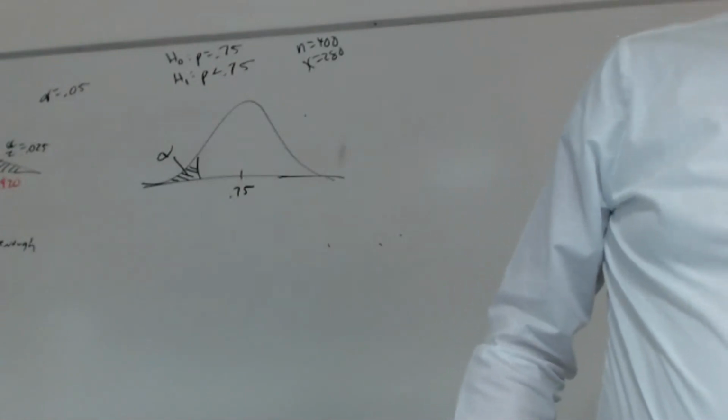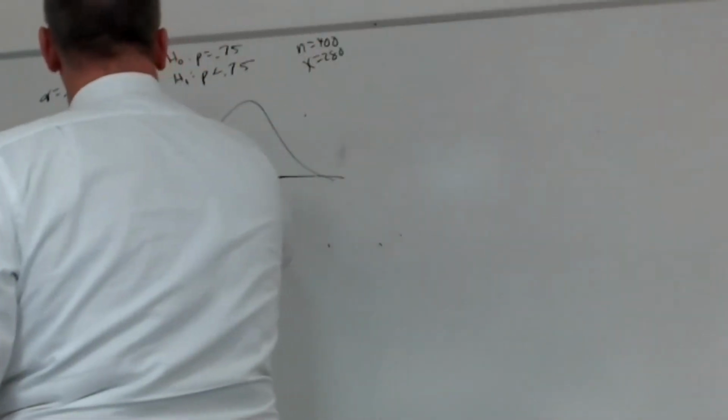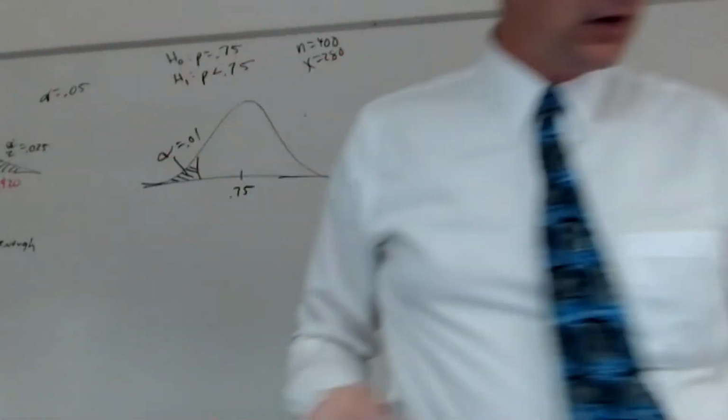What does it mean to make a type 2 error for the test? You just want to do the picture. Your alpha is going to be 0.01. So our alpha equals 0.01.